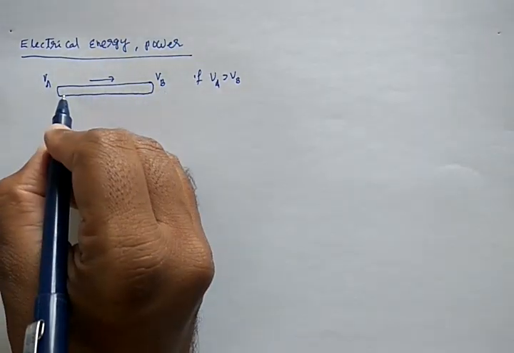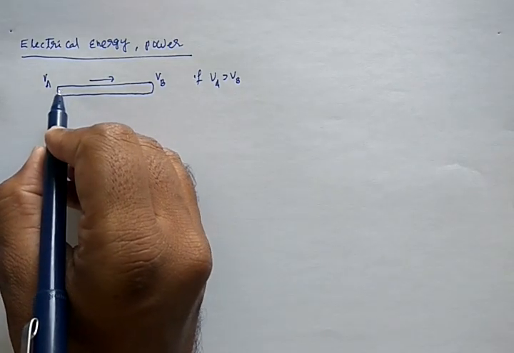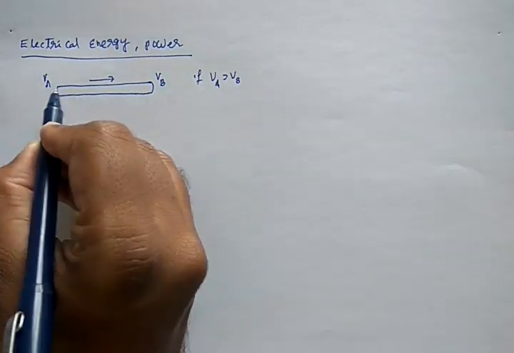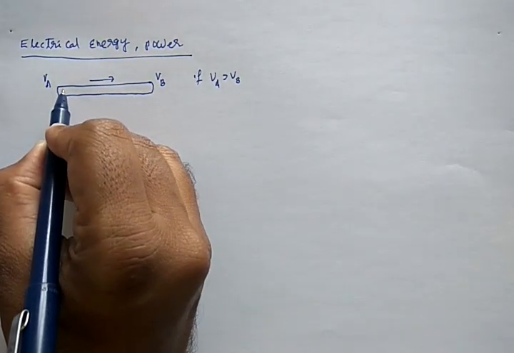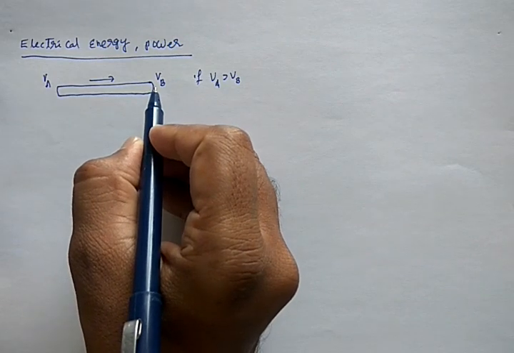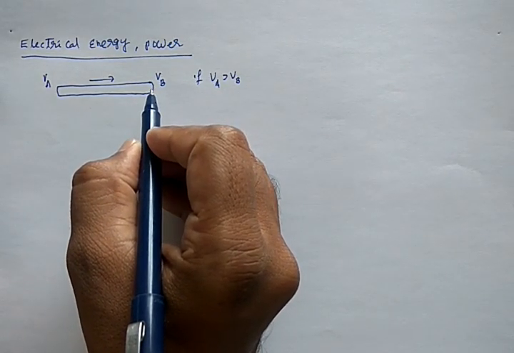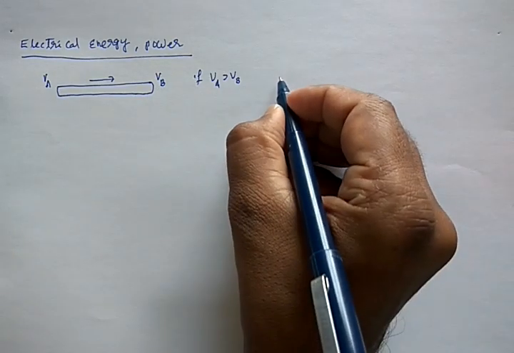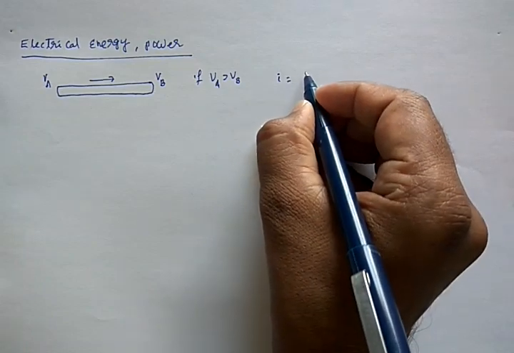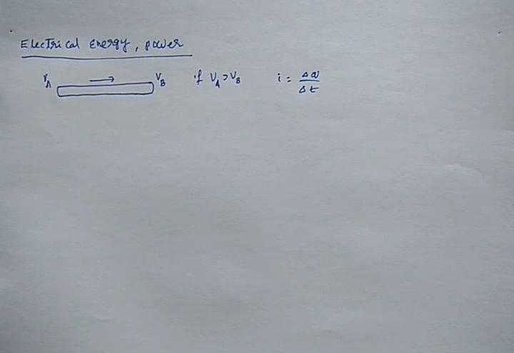Because of this potential difference, charges go from high potential to low potential, and here VA is high potential, so charges will go from this point to that point. We know that the rate of flow of charge is called current. So you can write that current is equal to delta Q by delta T.